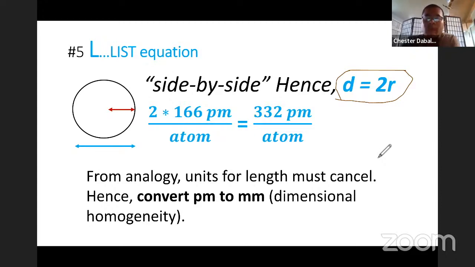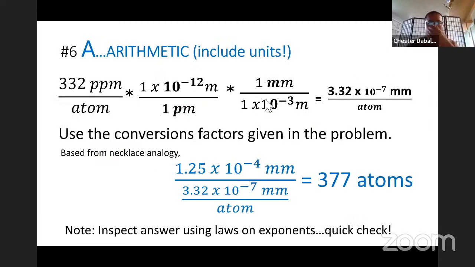Okay? Now, sa analogy ng necklace kanina, nakita natin na i-divide mo lang sila directly pag parehas yung units. Okay? So, kailangan yung next step na gagawin natin, we need to convert one of the units to the other para magma-match sila. So letter L, okay, nag-list na tayo ng equation. Now, yung arithmetic. Okay? So again, we need to convert one of the units to the other para ma-divide nyo sila directly. Okay? So i-convert naman natin ngayon.